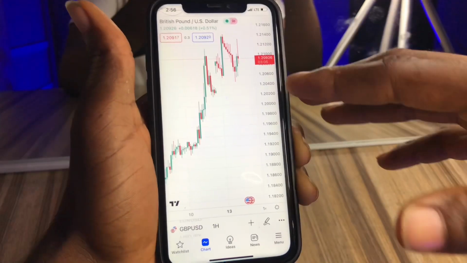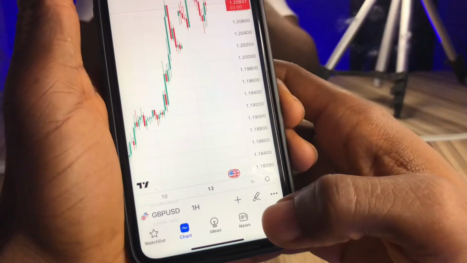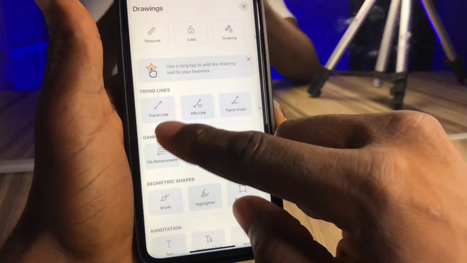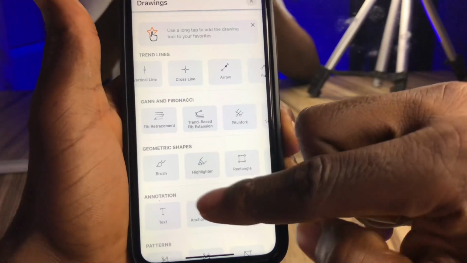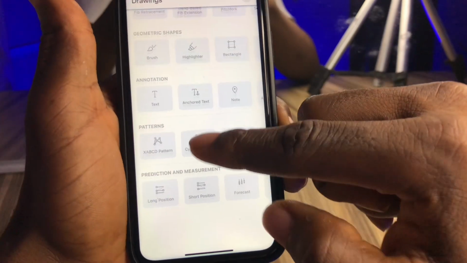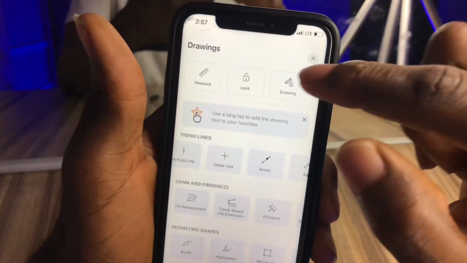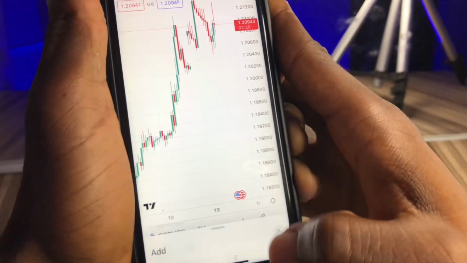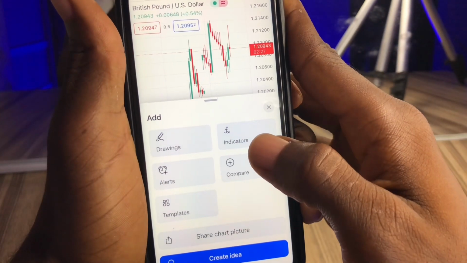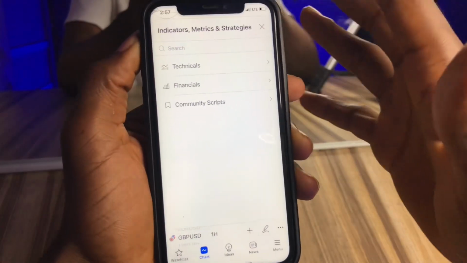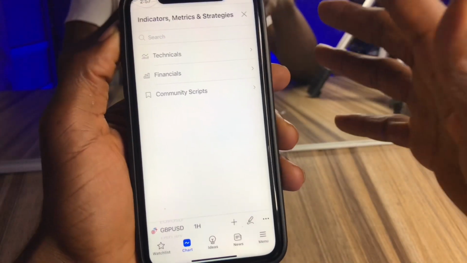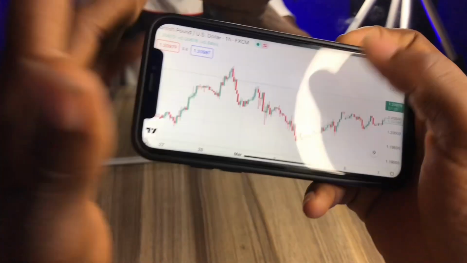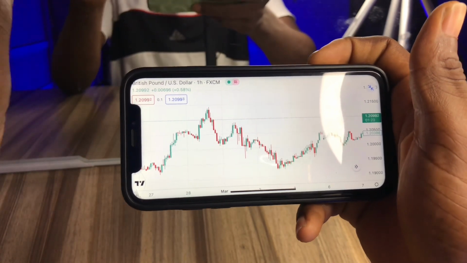Now let's say you want to draw something on the chart. Tap into this pencil section. You can draw your trend line, your angle, whatever angle you want to draw, your Fibonacci, your brush, your text pattern, your long position, short position, every one of those things. In the case where you want to add an indicator, tap into this plus button right here. You can see this part that says indicators, so tap into it, and this will give you access to thousands of indicators available on the chart. Just give me one reason why TradingView isn't nice, but this is just a very small part of it.